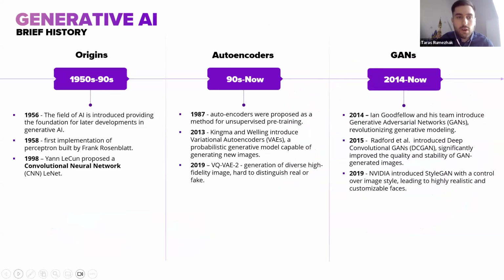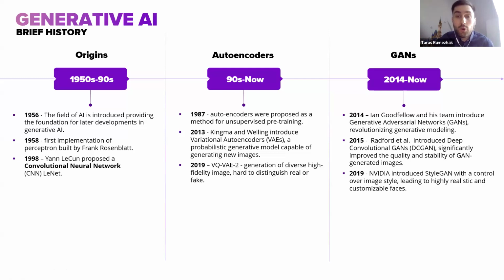Everything started with the origins. It's my personal subjective opinion, but it might be interesting for you. Everything started in the 50s, and we can consider the first stage of generative AI advancement between the 50s and 90s, where the first AI models like perceptron were released. The important step here was 1998, when Yann LeCun presented convolutional neural networks. I believe the majority of you are aware of this.